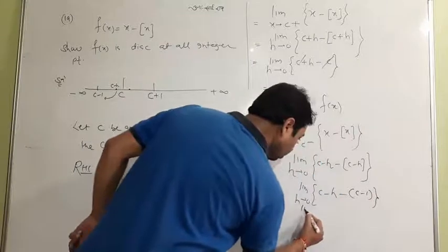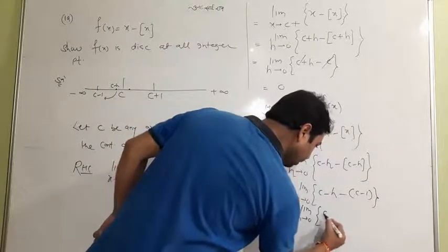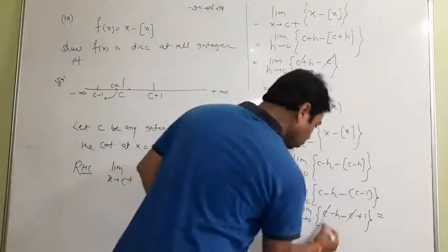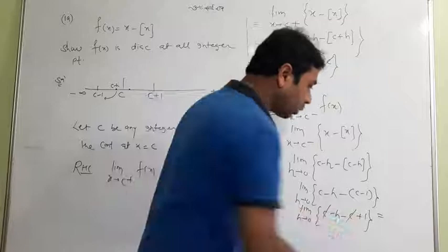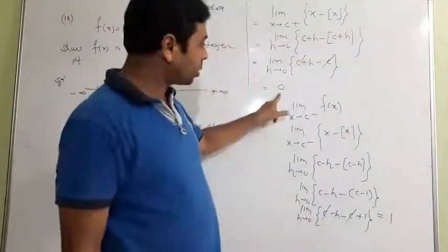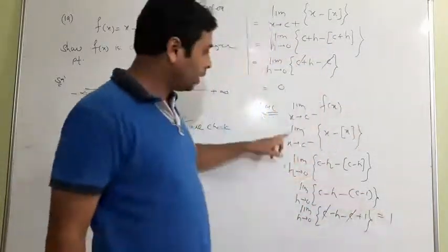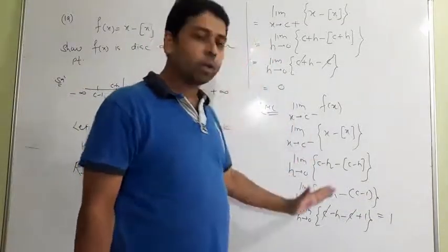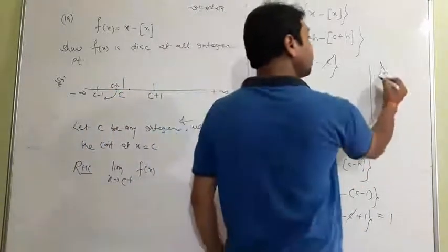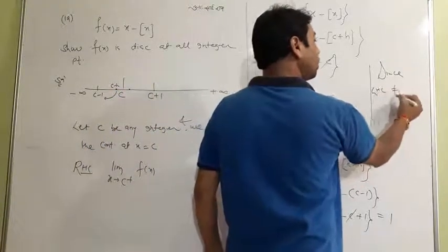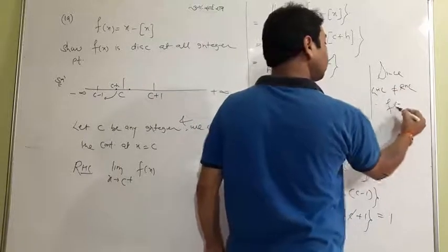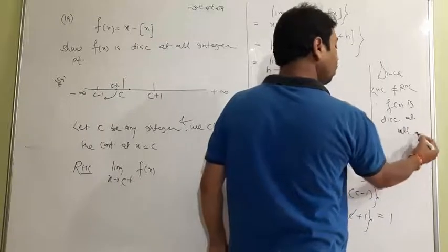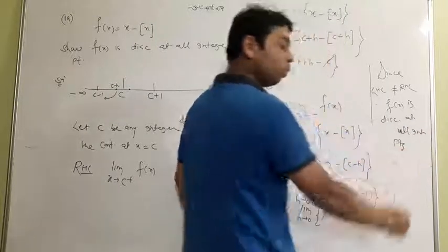In brackets, when I open the bracket, I get C minus h minus C plus 1. Now h is going to 0, so it is 1. I don't have to go exactly to x equal to C, because the left hand limit is itself not equal to the right hand limit. I would write here: since the left hand limit is not equal to the right hand limit, the function is discontinuous at all integer points, and that's the end of the question.